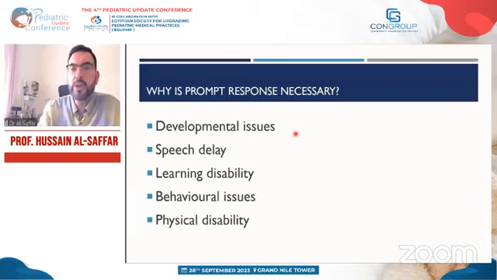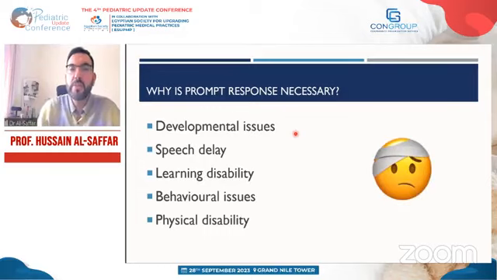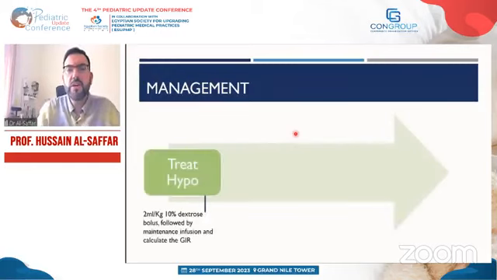Why is it important for us to have a prompt response? Because if hyperinsulinism exists and there is a delayed diagnosis, patients would perhaps develop developmental issues, speech delay, learning disability, behavioral issues, something related to autism as well, ADHD, or even physical disability. So basically, we would like to diagnose patients early and treat them properly to prevent any sort of brain damage. Management of congenital hyperinsulinism depends on 4 pillars.